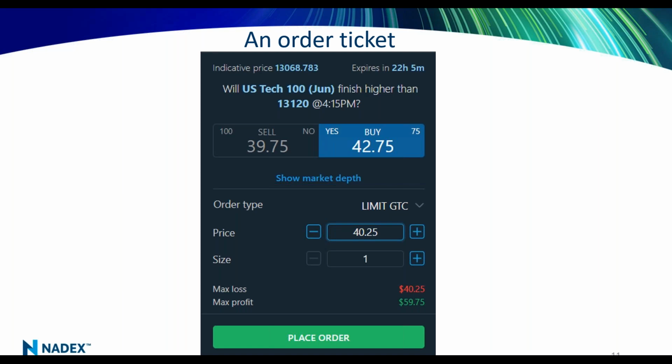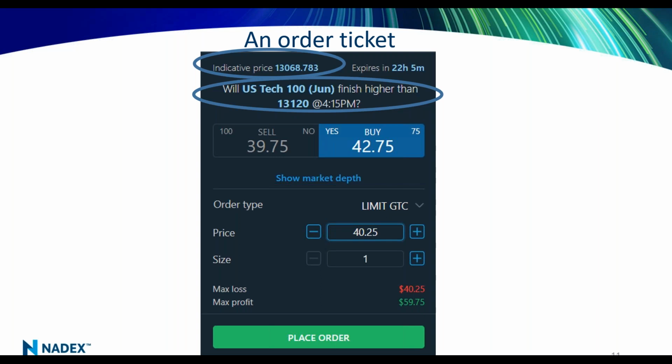Let's look at an order ticket, because I think this will actually handle a lot of this for you. When we're looking at a Nadex order ticket, what do you see? This is actually an order ticket for the NASDAQ, the US Tech 100. You're going to get an indicative price. At the time that I took a picture of this order ticket, the NASDAQ was trading just above 13,000, at 13,068. You're also going to get the condition.